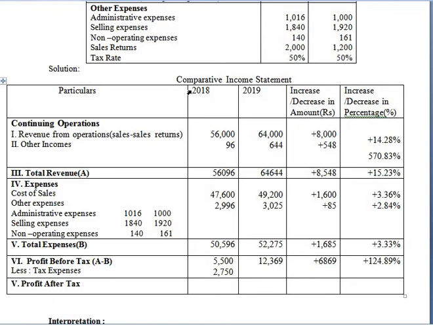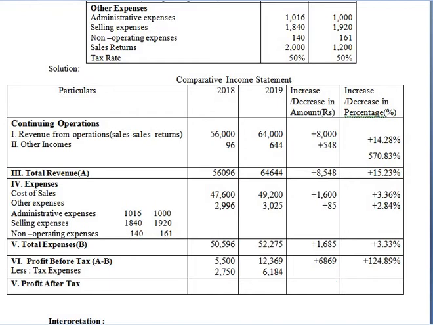12,369. So 50% of 12,369, how much will come? 50% of 12,369 is 6,184. Okay, so the percentage of 6,184.